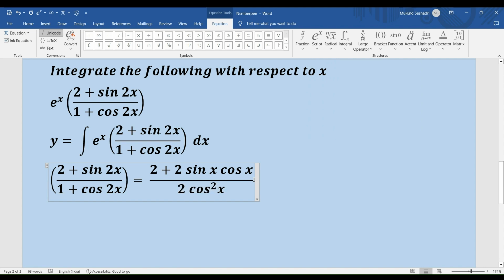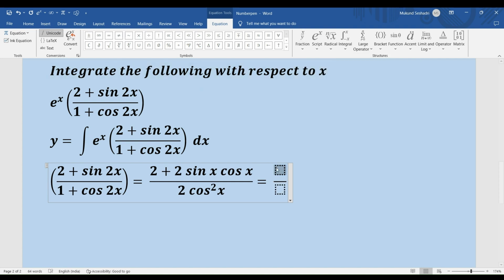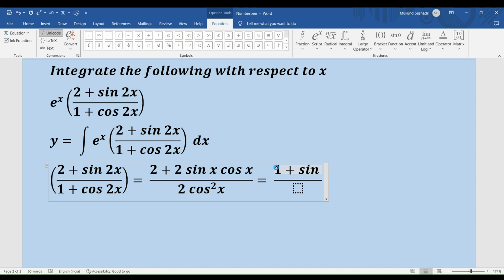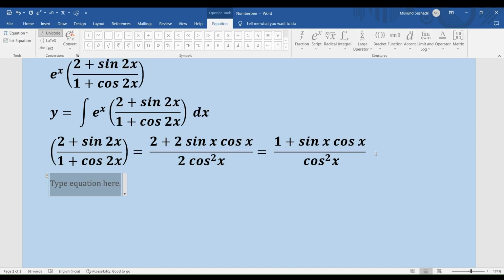So now I notice that I have a 2 in the numerator and I have a 2 in the denominator. Therefore, I can rewrite this entire term, post cancelling out that 2, as (1 plus sine x cos x) divided by cos square x, right? Now, is there a way I can represent this differently, right? Let's take a look in the next step.